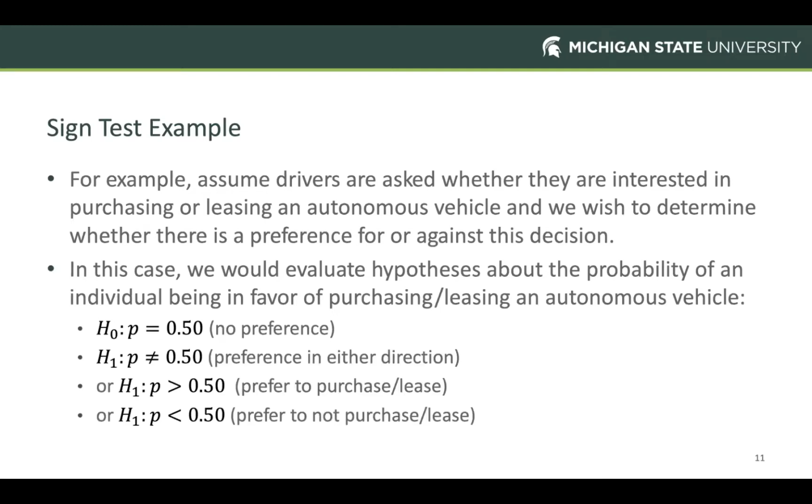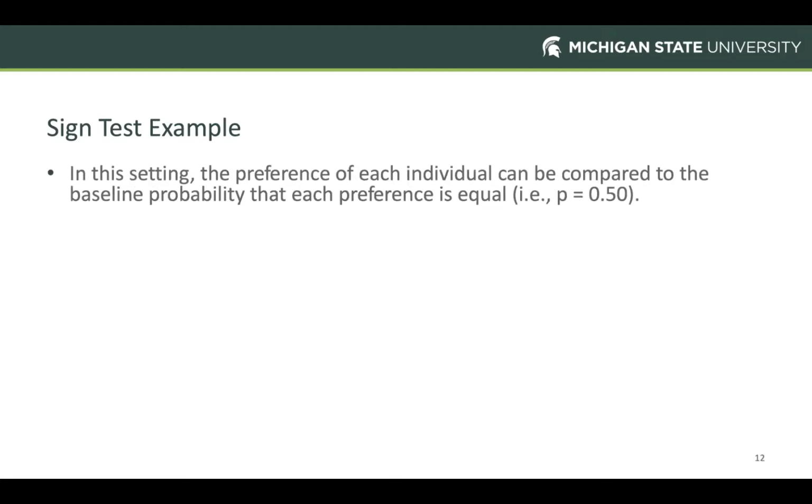And we could look at a two-sided alternative where that preference could be in either direction, or we could look at the one-sided alternatives there. And so if that probability was greater than 0.5, that would, based on the way we're defining this, indicate a preference towards purchasing or leasing an AV. And if it's less than 0.5, we'd be going in the other direction, and those people would tend to be less inclined to acquire an AV, okay?